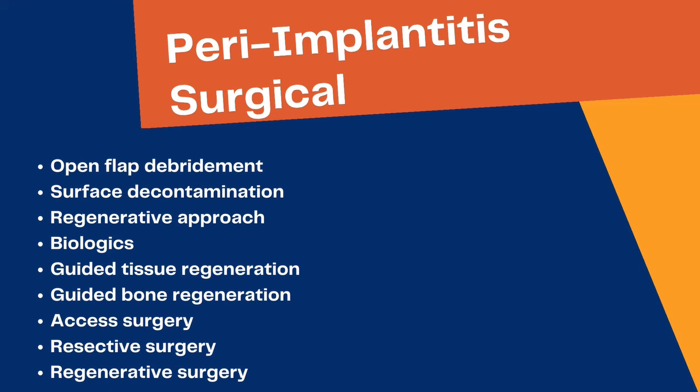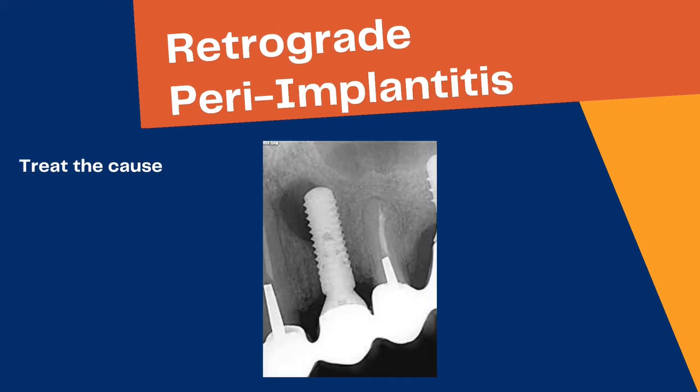Access surgery, in case there is bone loss and we have to access that area to debride that particular region and also to place bone graft, can be done. Resective surgery and regenerative surgery can be performed at this stage. In retrograde peri-implantitis, we just have to identify the cause, treat the cause and eliminate the source of infection.